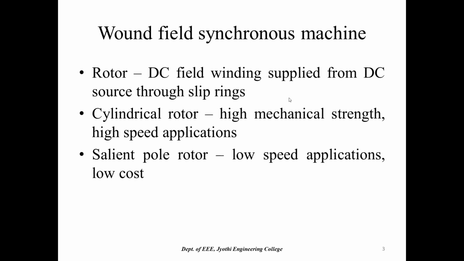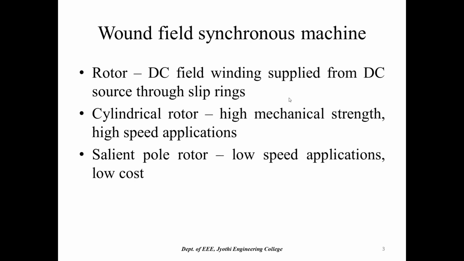Let us see what a wound field synchronous machine is. The rotor of a wound field synchronous machine is having DC field winding which is supplied from a DC source through slip rings. The wound field machine can be classified into cylindrical rotor and salient pole rotor. In cylindrical rotor, the rotor is of a cylindrical structure, there is no projected pole, and the rotor will be possessing high mechanical strength. Therefore, it can be used for high-speed application.